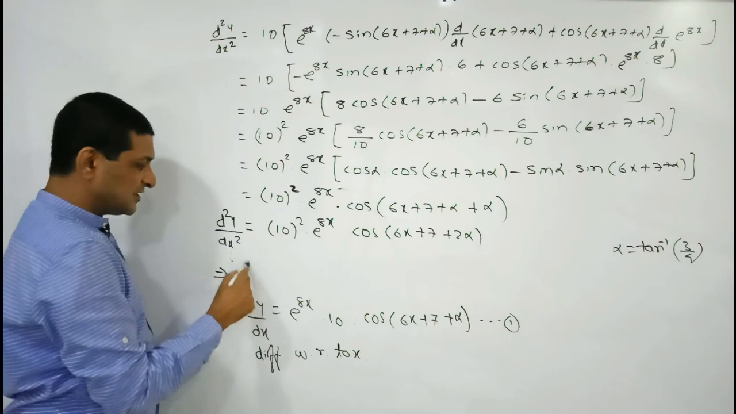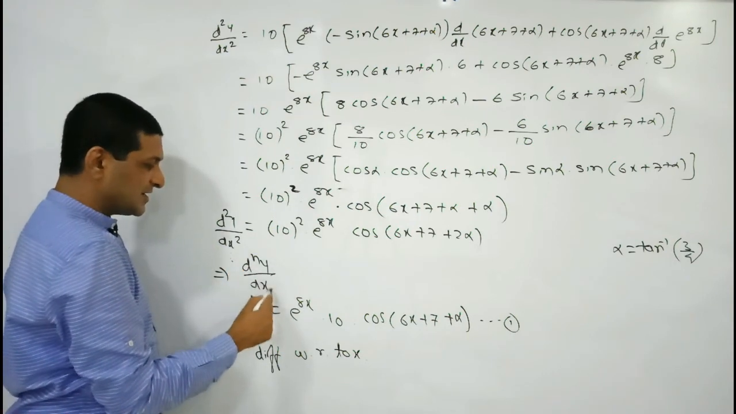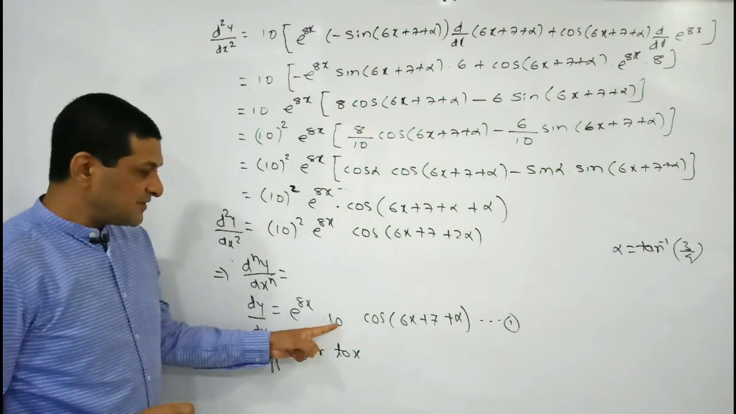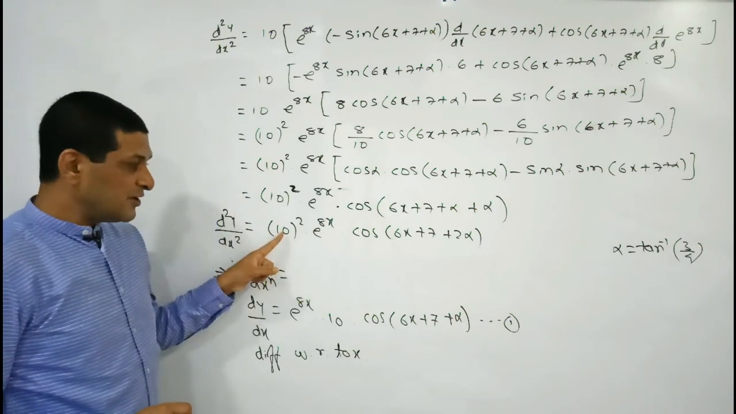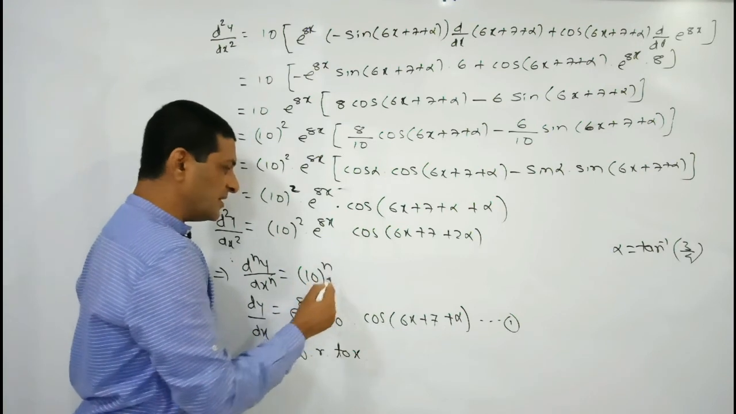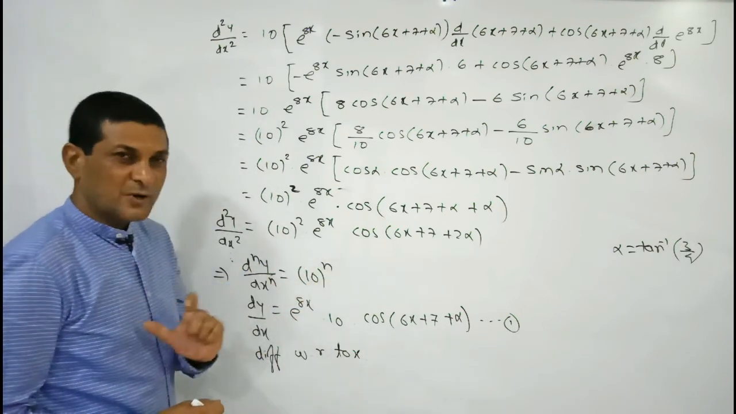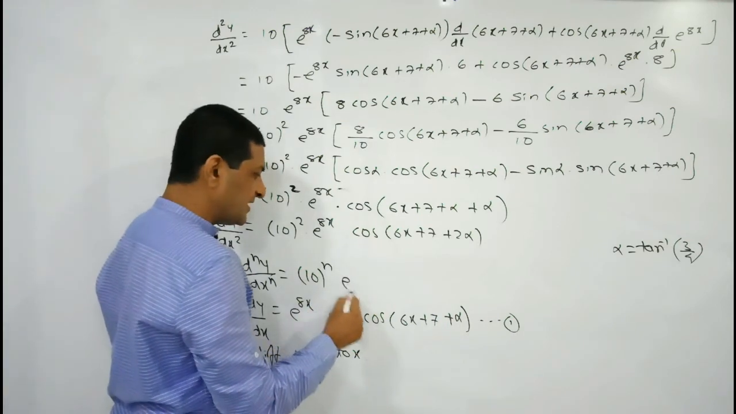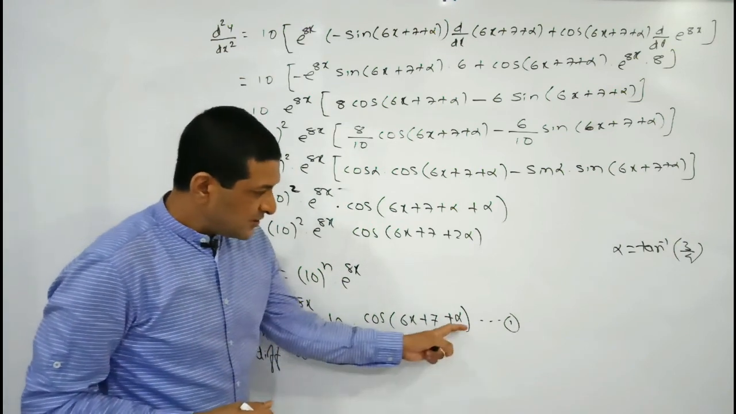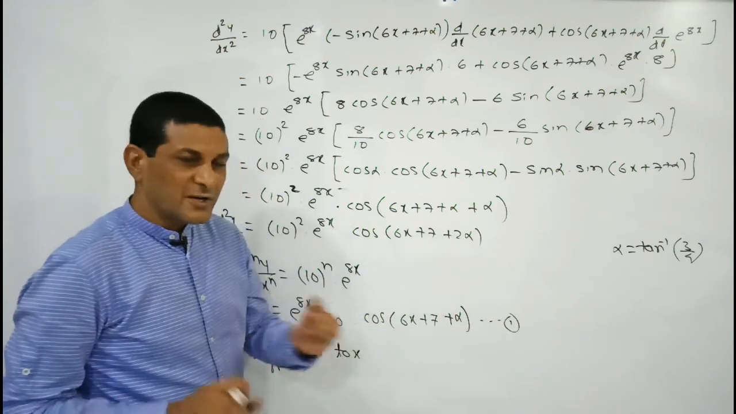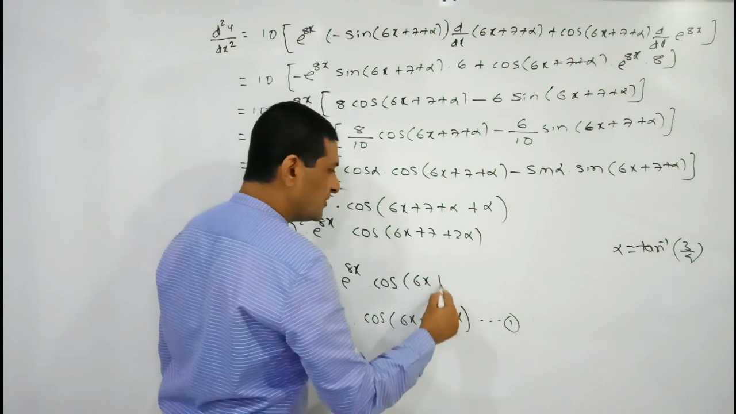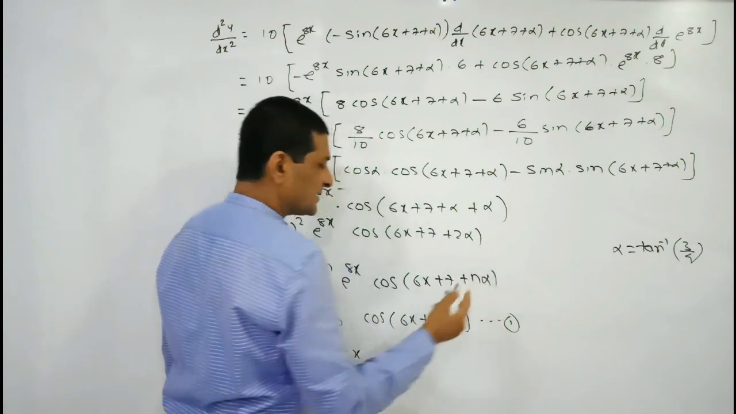This implies that the nth order derivative, d^n y upon dx raised to power n, will be equal to the following. Now observe the first term here. What is the power of 10 in the first order derivative? 1. In the second order derivative, the power of 10 is 2, so we can conclude that in the nth order derivative the power of 10 will be n. And this term e raised to power 8x appears in every term, so keep it as it is. In the first order derivative the coefficient of alpha is 1, in the second order derivative it is 2, so we can conclude that in the nth order derivative the coefficient of alpha will be n, isn't it?